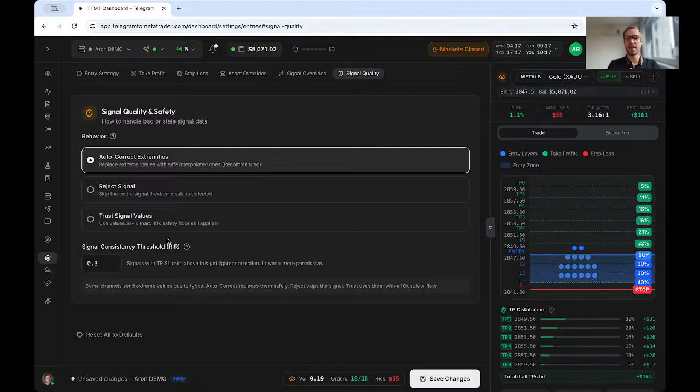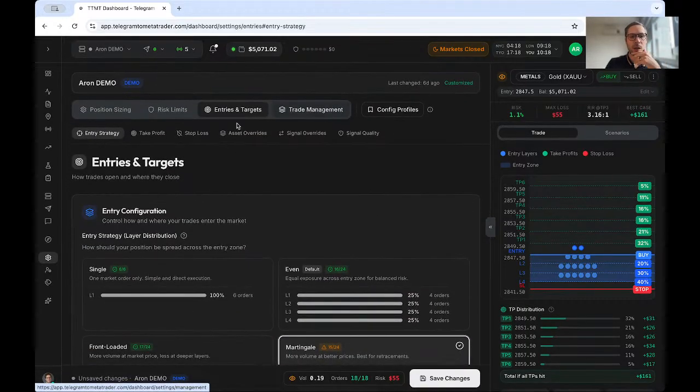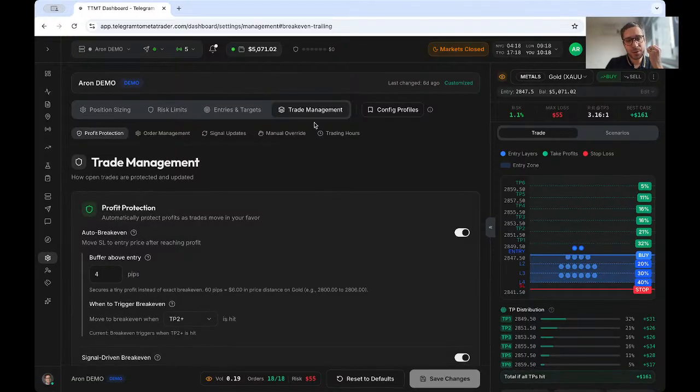So if an RR is extremely low, with take profits very small compared to the SL, then the system will think, all right, there is something wrong with the signal here. So these are the settings in terms of the entries and targets, and then there's the trade management.